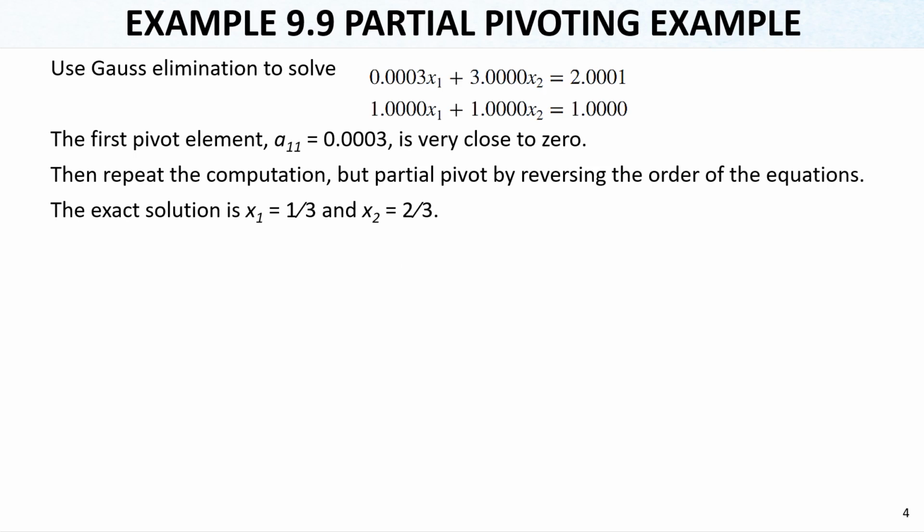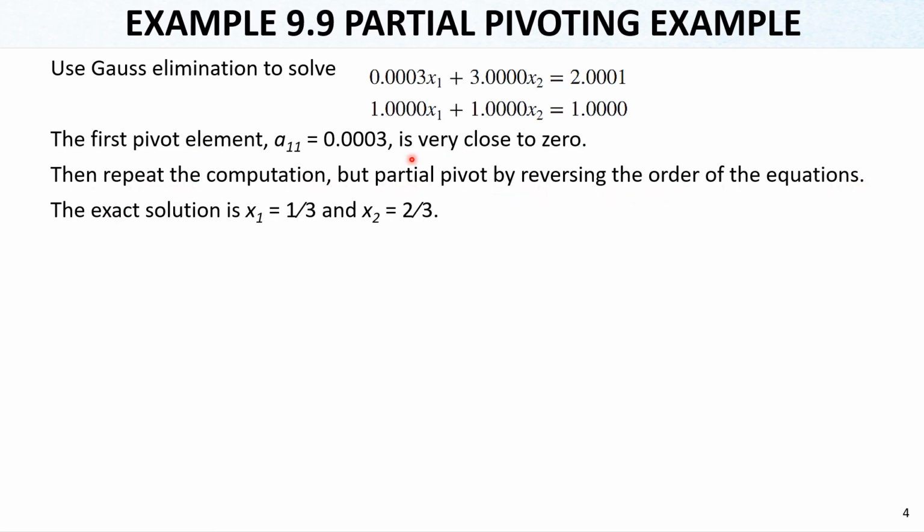In this slide, we will solve an example to understand partial pivoting. Here, for instance, we have two sets of equations, and you can see that the first equation has the first coefficient value actually very close to zero. So that means it can have an ill-conditioned issue. So then we can eliminate this by using partial pivoting. The first pivot element is very close to zero, so we repeat the computation but with partial pivoting by reversing the order of the equations.